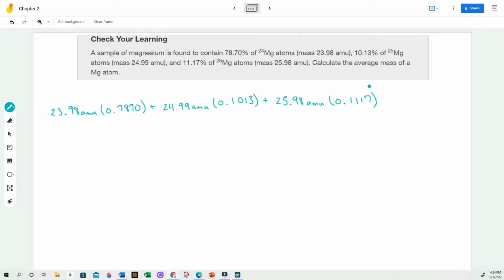0.1117. All right, so now I just plug all this into my calculator, and that will give me my average mass. Again, I get a lot of decimal places. I want to make sure I round to the correct decimal place, and I need to round to the second decimal place right here. And so my final answer is 24.31 AMU.